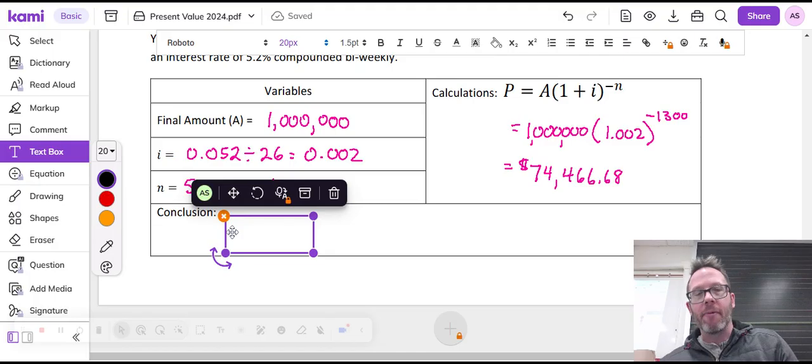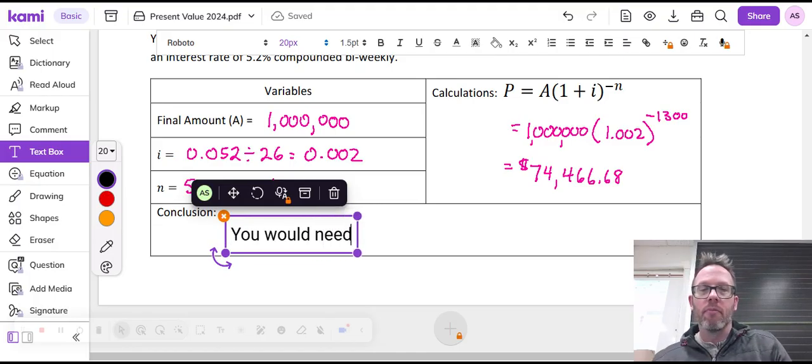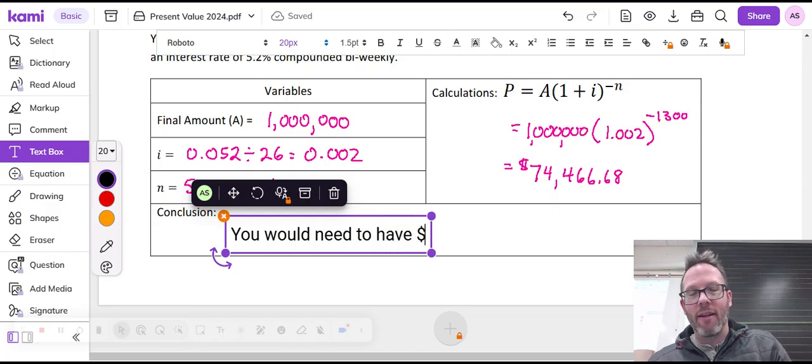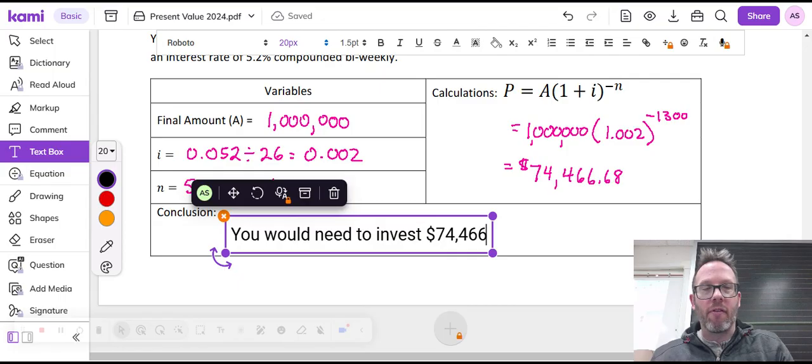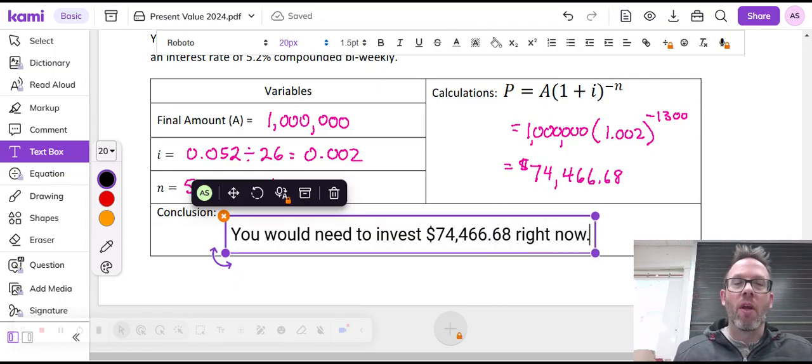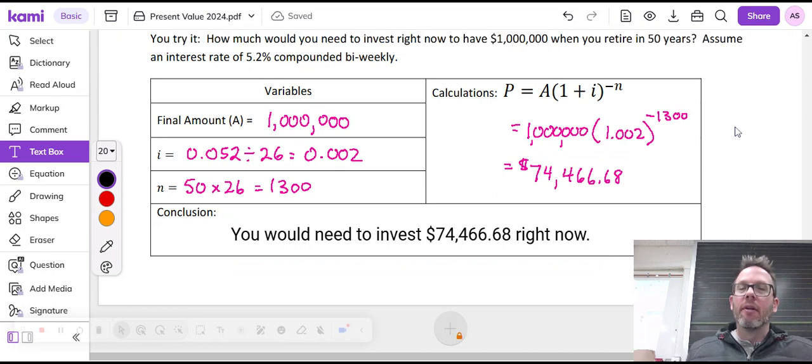So we'll just wrap things up. You have that much? I wish I had that much. You would need to invest 74,466.68 right now. So not very feasible.